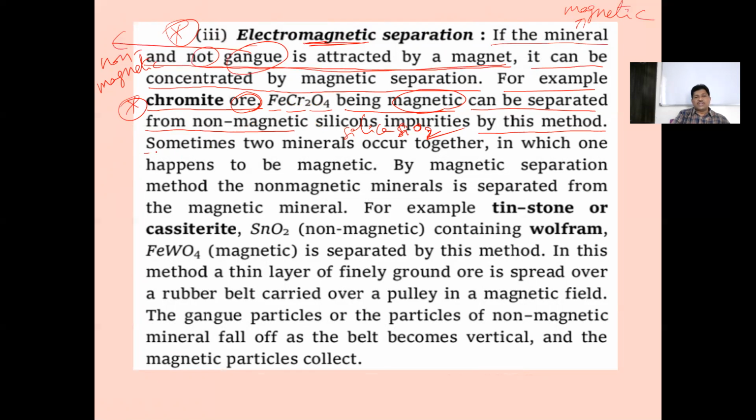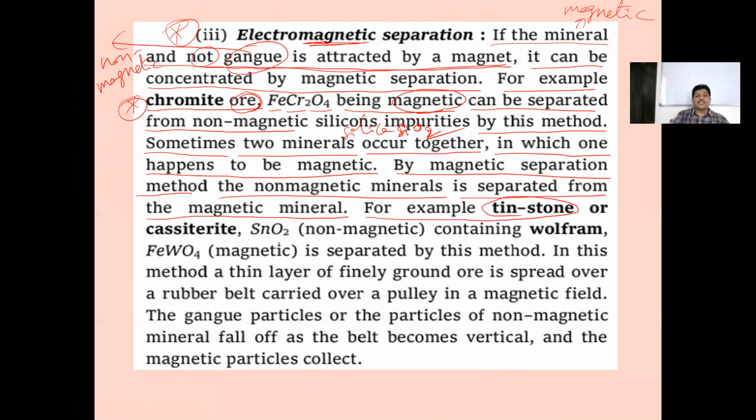Next, sometimes two minerals occur together, meaning one ore particle and another ore particle, two types of ore particles occurring together. One ore will be magnetic and the other will be non-magnetic. So by the magnetic separation method, the non-magnetic ore is separated from the magnetic mineral.